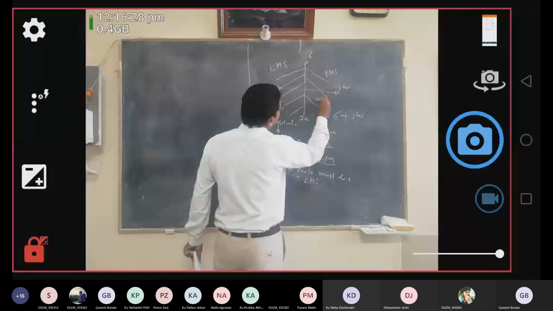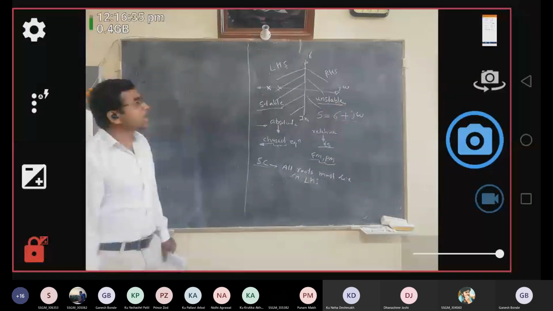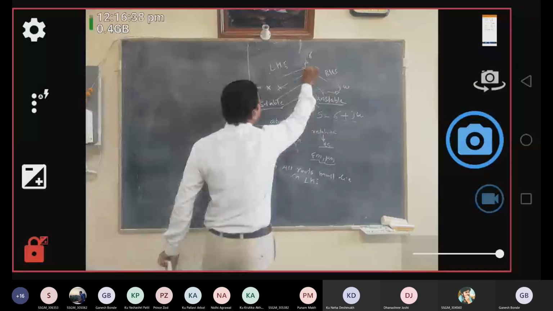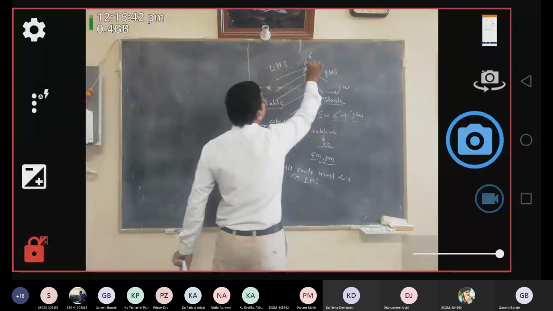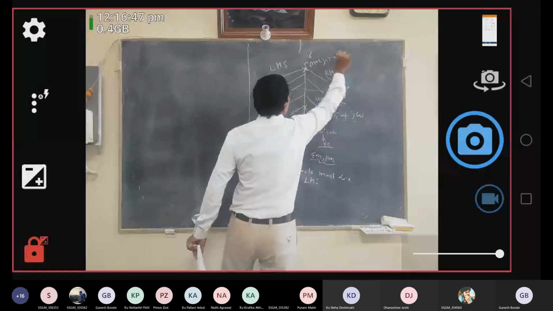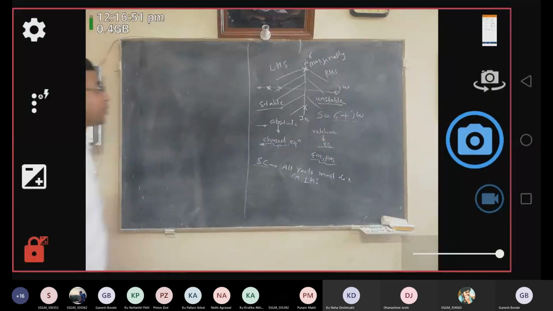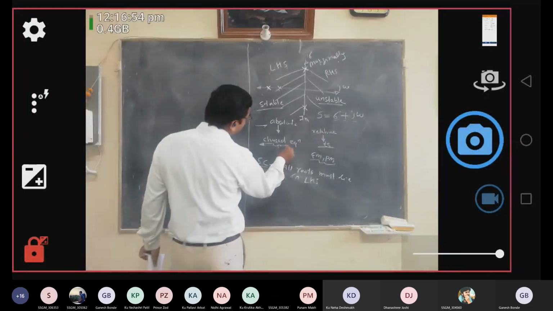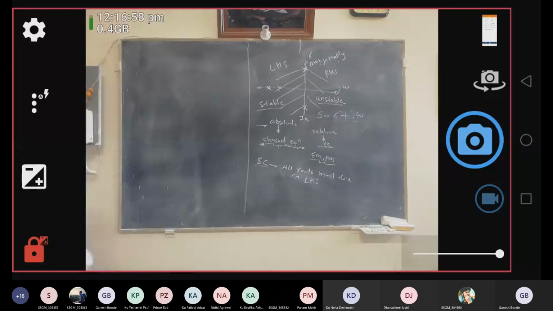And if any one root lies on the right hand side of your S plane, then the system becomes unstable. And if the roots of your system lie on the imaginary axis, then the system is called marginally stable. So what is your observation from this? The location of the roots of your characteristic equation decides the stability of the system.